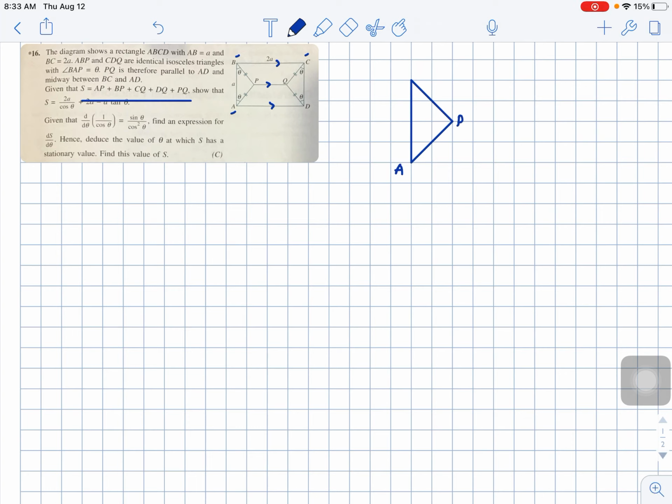Okay. This is theta. So what I'm going to do is create a right angle triangle and label this as M. This is going to be the middle or midway section. So we can use trigo rules and find the AP. What would AM be? It's A over 2.